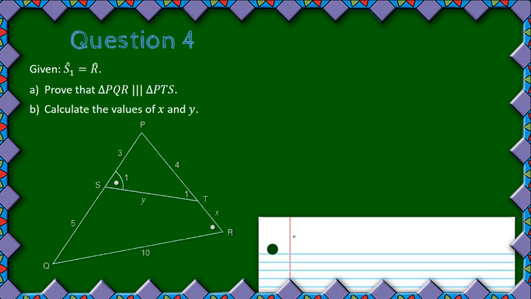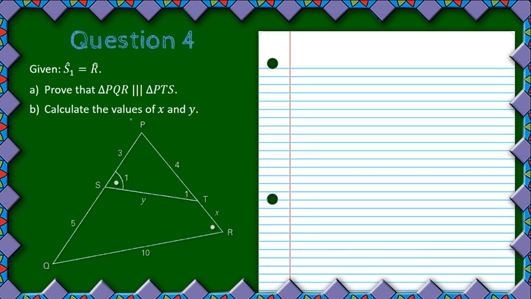Question 4. It's given that angle S1 is equal to R. So this is angle S1, that's angle R, so this is also equal. All right, so prove that triangle PQR is similar to PTS. So what do we need to prove? We need to show that angle P is equal to angle P, that Q is equal to T, and R is equal to S.